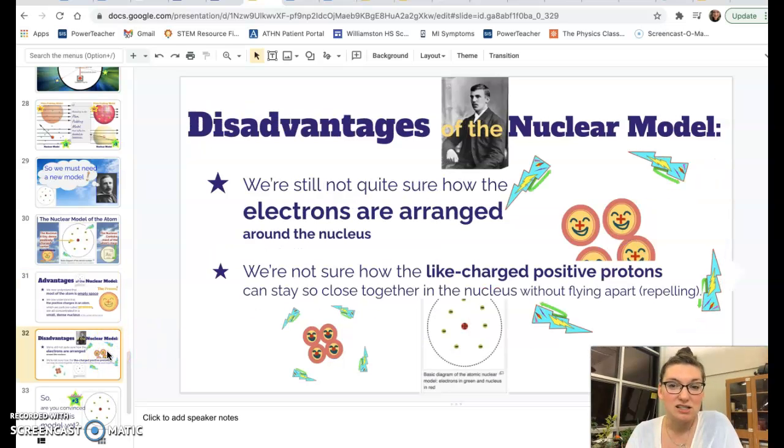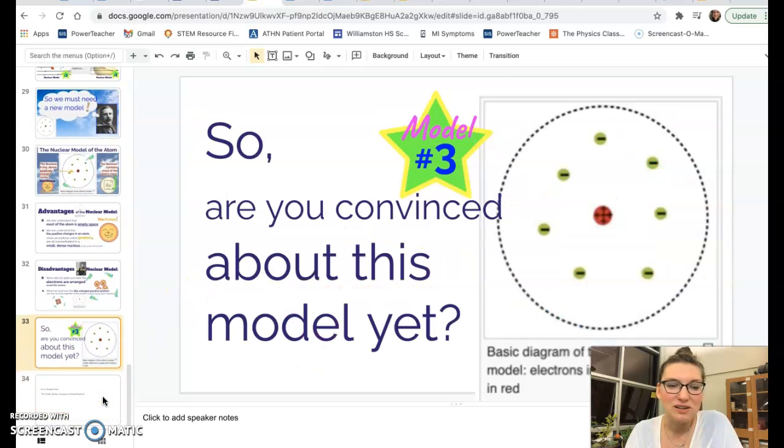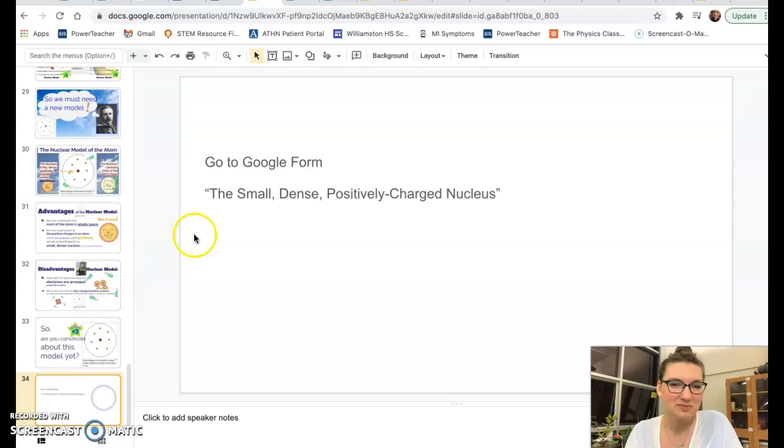The disadvantages, things that we don't know yet: we don't know how electrons are arranged yet. And we also don't know how like-charged positive protons can stay so close together in the nucleus without flying apart. So, are you convinced that this is the final model? So now you're going to go to the Google form, the small dense positively charged nucleus. Good luck.